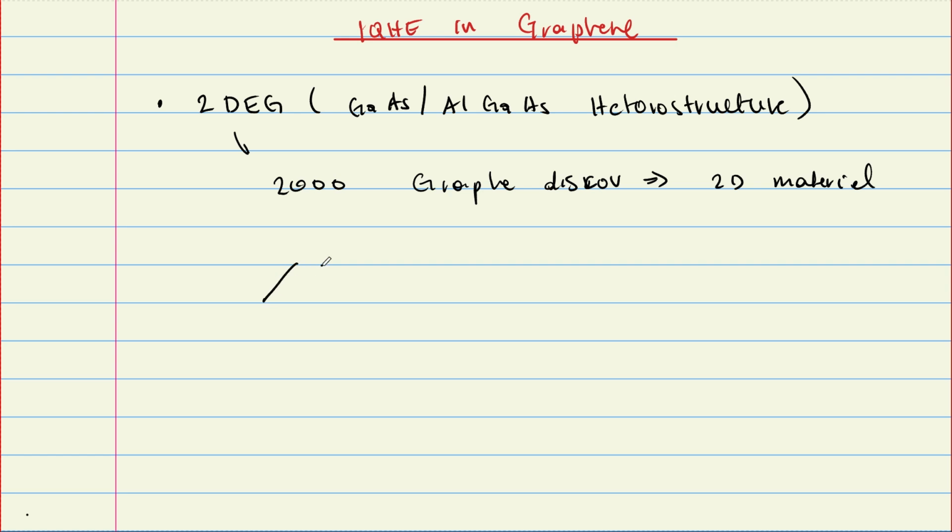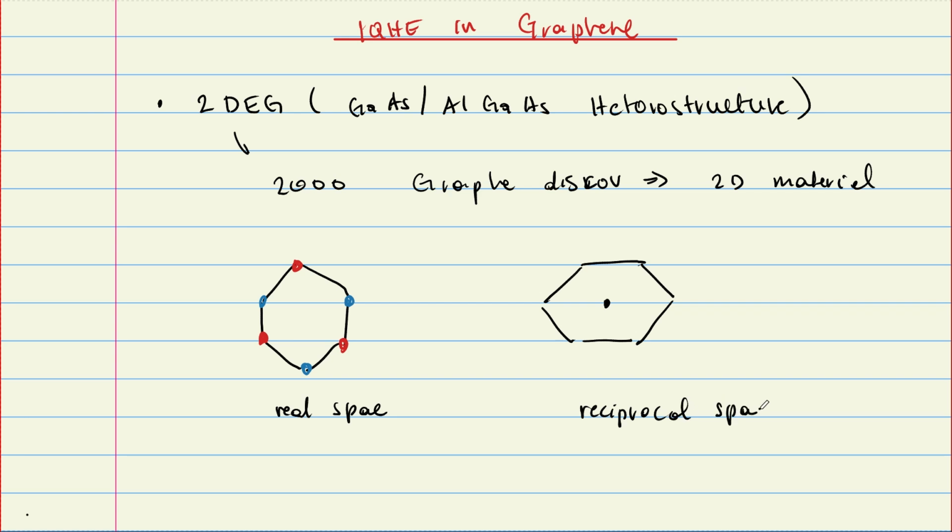graphene has this honeycomb lattice in real space. If you want, these are the A sublattice, these are the B sublattice. So this is real space. And in the reciprocal space, you also have a honeycomb, but a little bit rotated. Something like that. So this is the Brillouin zone center. This is reciprocal space, and this one is the K point. This one is the K prime point.